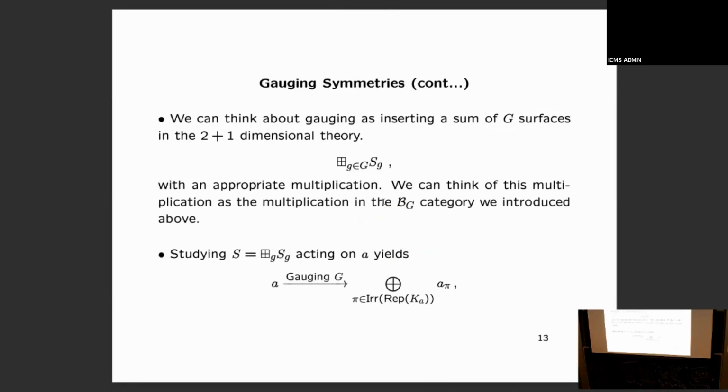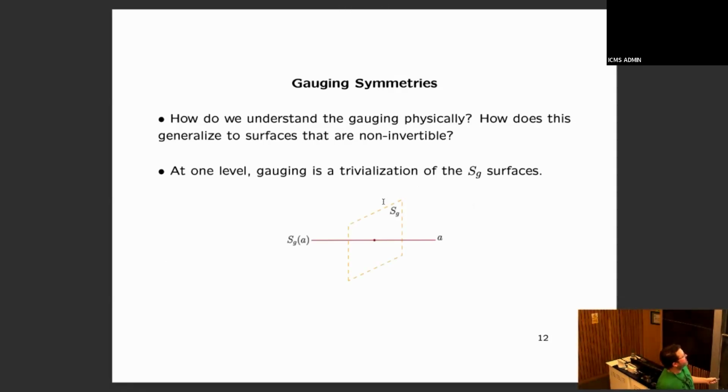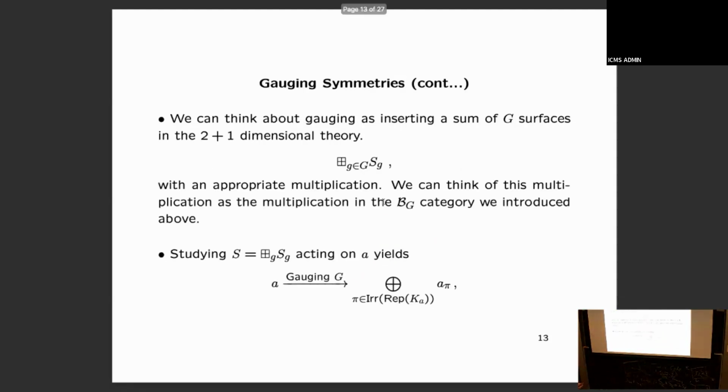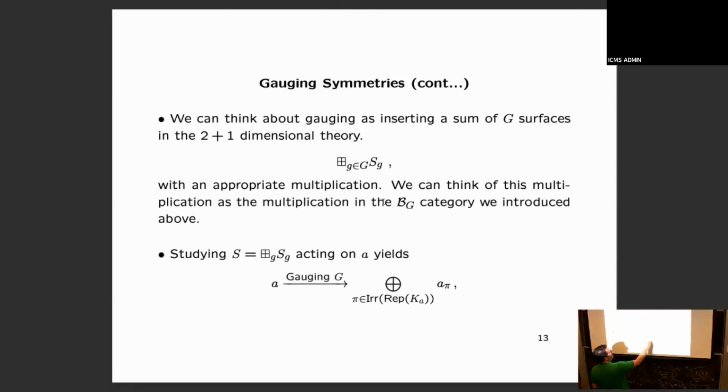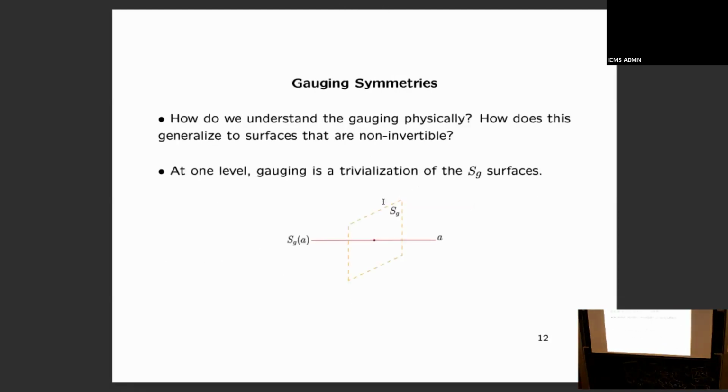Now what we want to do is imagine inserting some sum of surfaces on the space-time manifold and essentially performing the sum in our correlation functions. If we go back and consider the action of the sum, here I have a particular SG, but if I consider the action of a sum of SGs on this, in general I'm not just going to get A, but a direct sum of A sub pi, where pi are irreducible representations of the subgroup of the G symmetry that stabilizes the line A.